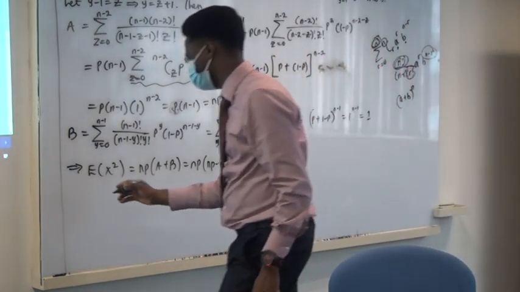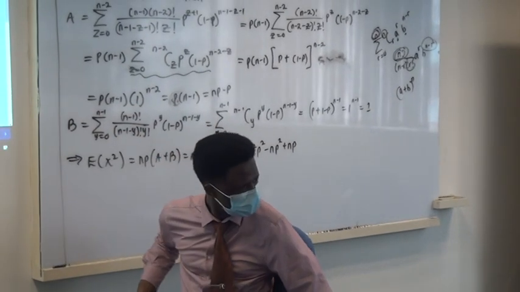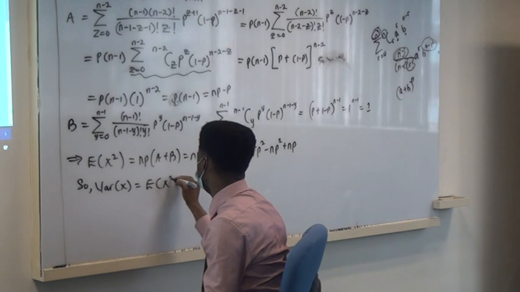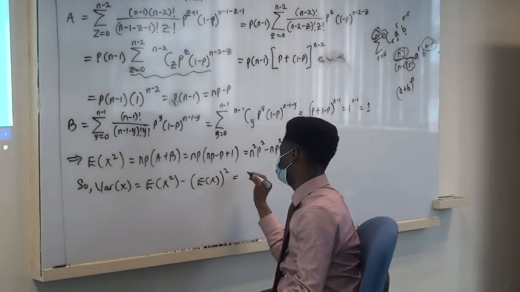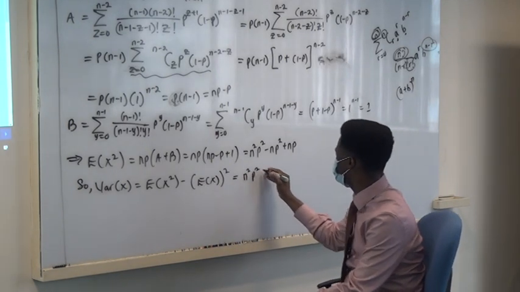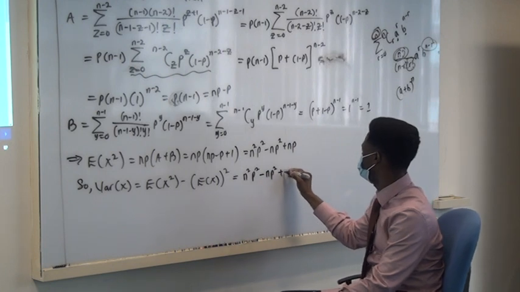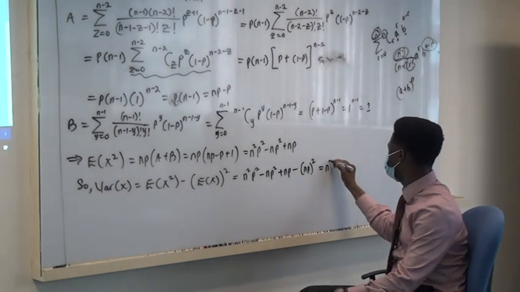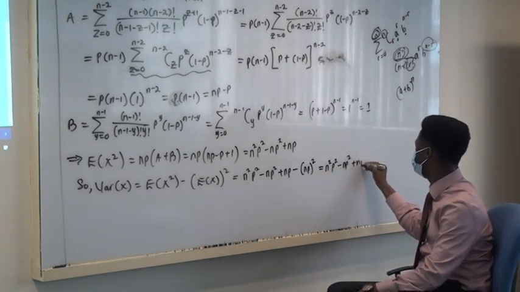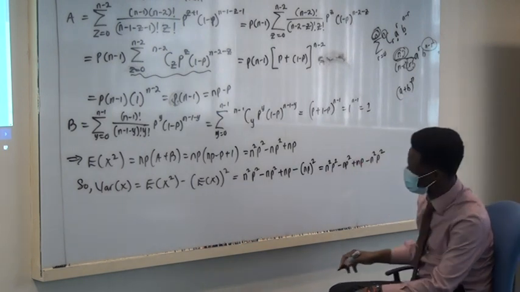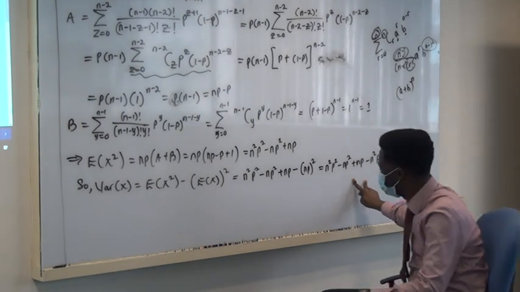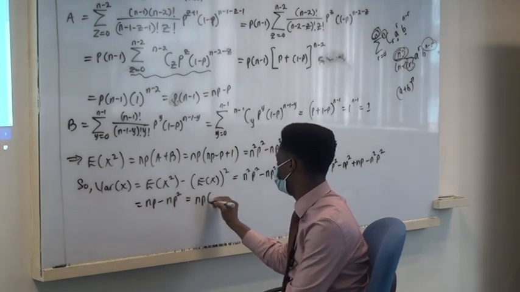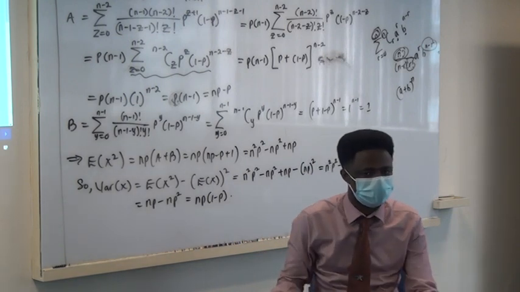Now the variance can be established. The variance of x is the expectation of x squared minus the expectation of x, all squared. That is n squared p squared minus np squared plus np, minus np all squared, which is the expectation of x. So that is n squared p squared minus np squared plus np minus n squared p squared again. So the first and the last are gone. We can rearrange this so that the positive comes first. So our variance is simply np minus np squared, which you factorize into np bracket 1 minus p. And that is what is provided in our formula booklet.